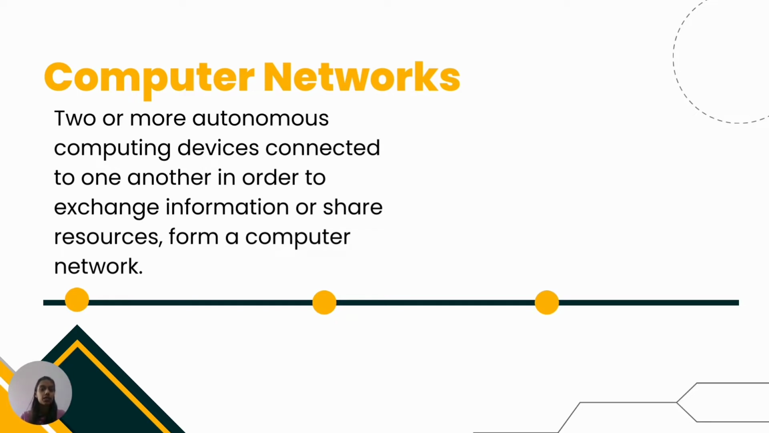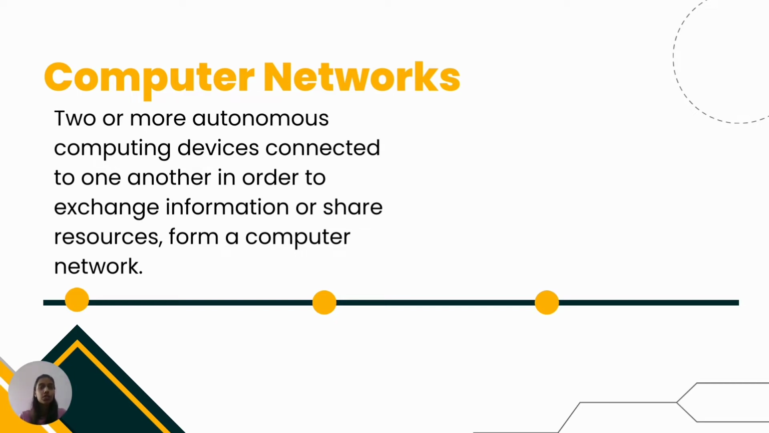By definition, what is a computer network? It will definitely connect two or more devices, whether we join them through cables or through Wi-Fi. The basic idea is that we are connecting them. And why are we doing so? To exchange information or to share resources. So this is our computer network.